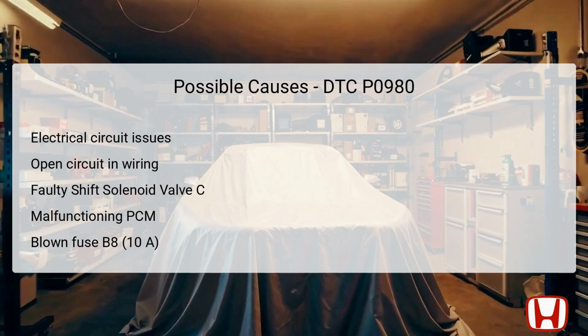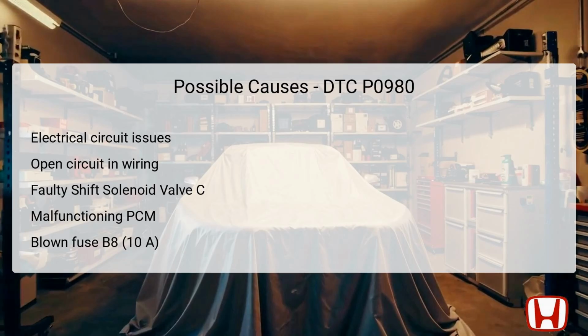Primarily, the most common issues result from electrical circuit problems, including open circuits in the wiring connected to the Shift Solenoid Valve C. A faulty Shift Solenoid Valve C itself may also contribute to this error code if it's unable to operate correctly. Another significant factor is the powertrain control module, PCM.